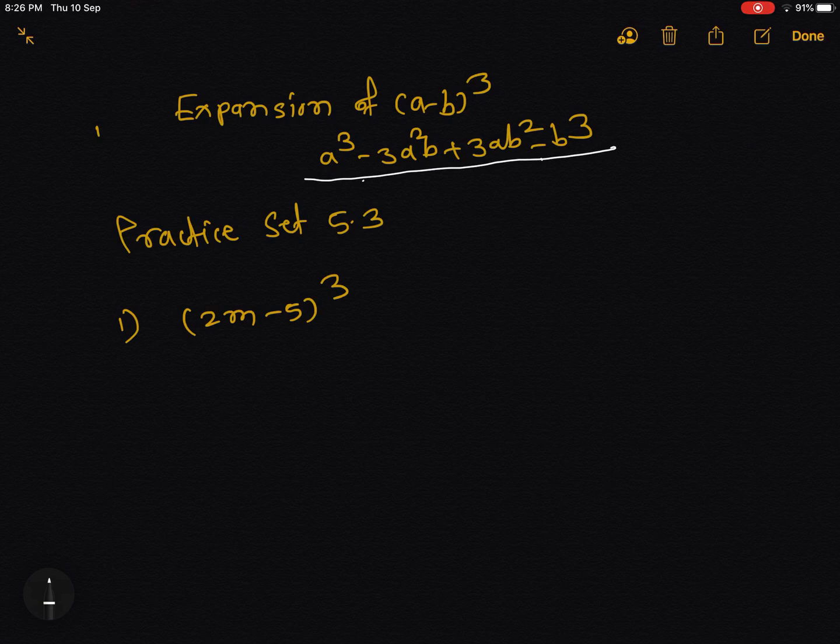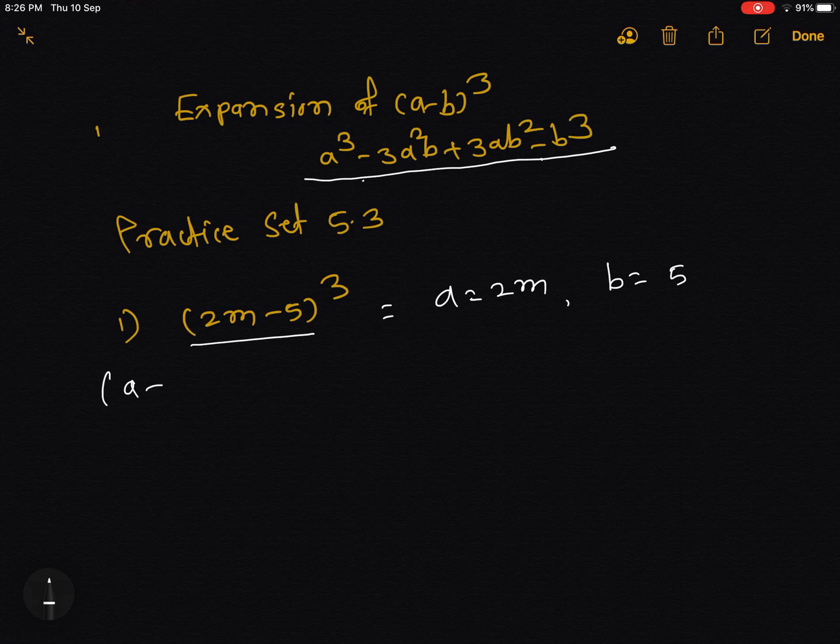We see practice set 5.3. The example is (2m − 5)³. It is a binomial cube. Comparing this example with the expansion formula (a − b)³, the value of a is 2m and the value of b is 5.